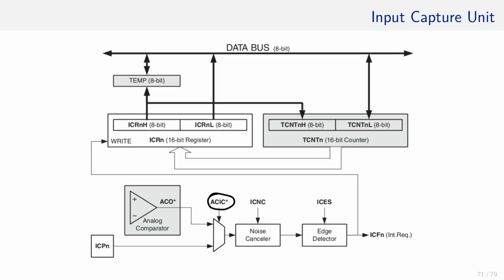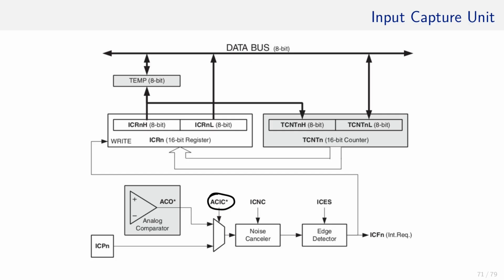After the processing of the signal is complete, it is forwarded to the ICRn, a 16-bit register. Here is how it works. If the signal is sent, the value of TCNT is immediately copied to the ICR. Therefore, a timestamp of the incoming signal is created. Every time the incoming signal is detected, the value is copied, hence it always overwrites the previous one.